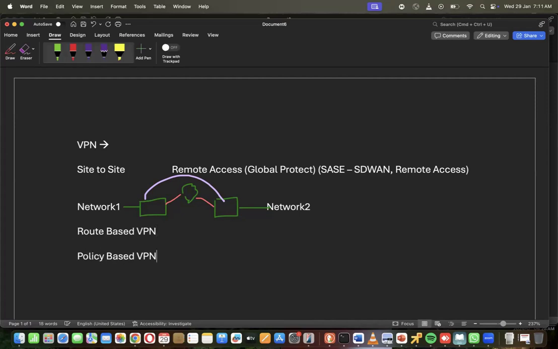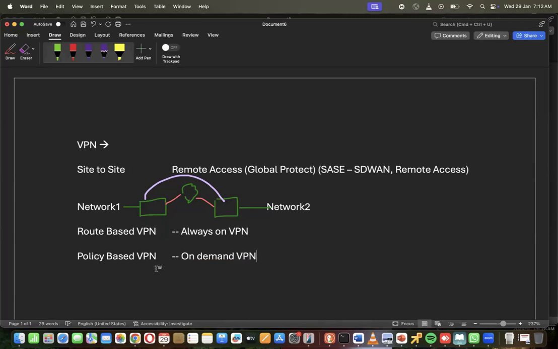So policy-based VPN is supported by a couple of vendors. Route-based VPN is supported by a couple of vendors, and some of the products may support both of them also. So your Palo Alto supports route-based VPN. What I mean to say is, the other name for route-based VPN is always-on VPN, where the tunnel is always on. Policy-based VPN is called on-demand VPN.